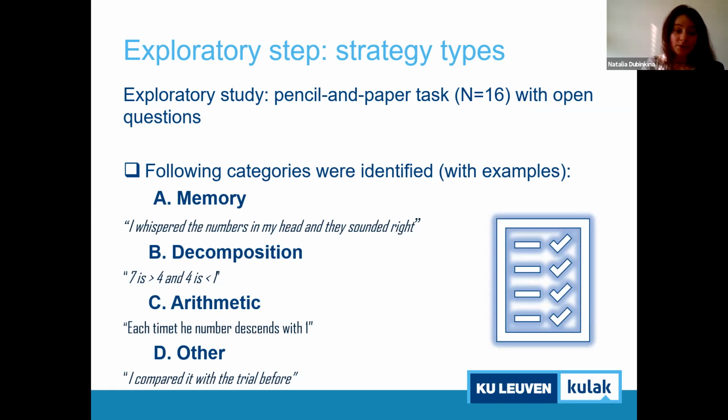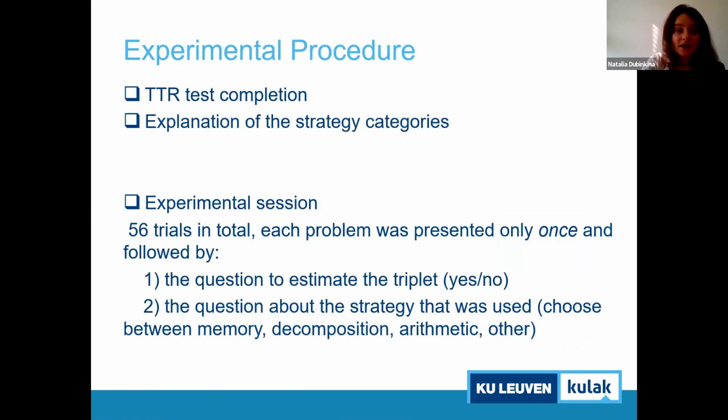So memory is basically retrieval, when they remember or don't remember the sequence and arrive at the conclusion based on memory traces. Decomposition is a magnitude-based strategy, when they compare different magnitudes to each other. It can be the first item to the second to the third, or the other way around, it doesn't matter, but they need to decompose the sequence. Or arithmetic, when they apply some additional arithmetic operations to make the task look easier for them. And other strategies that don't really match the above-mentioned categories.